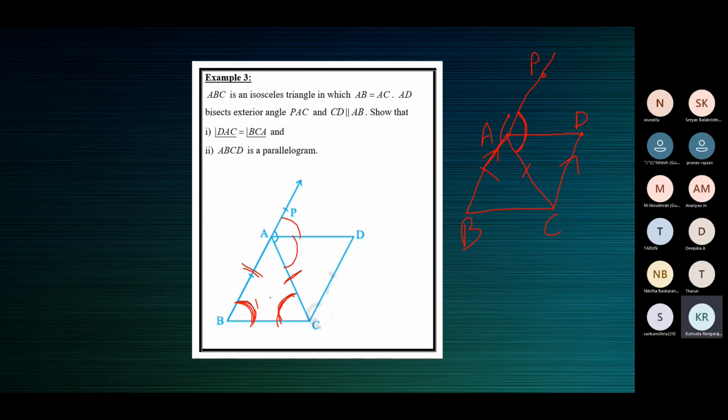So let's number this 1 and 2, and we know that angle 1 is equal to angle 2. Let's mark this 3 and 4, and we know that 3 is equal to 4. We know that 1 is equal to 2, and we also know that 3 is equal to 4 because AD bisects angle PAC.